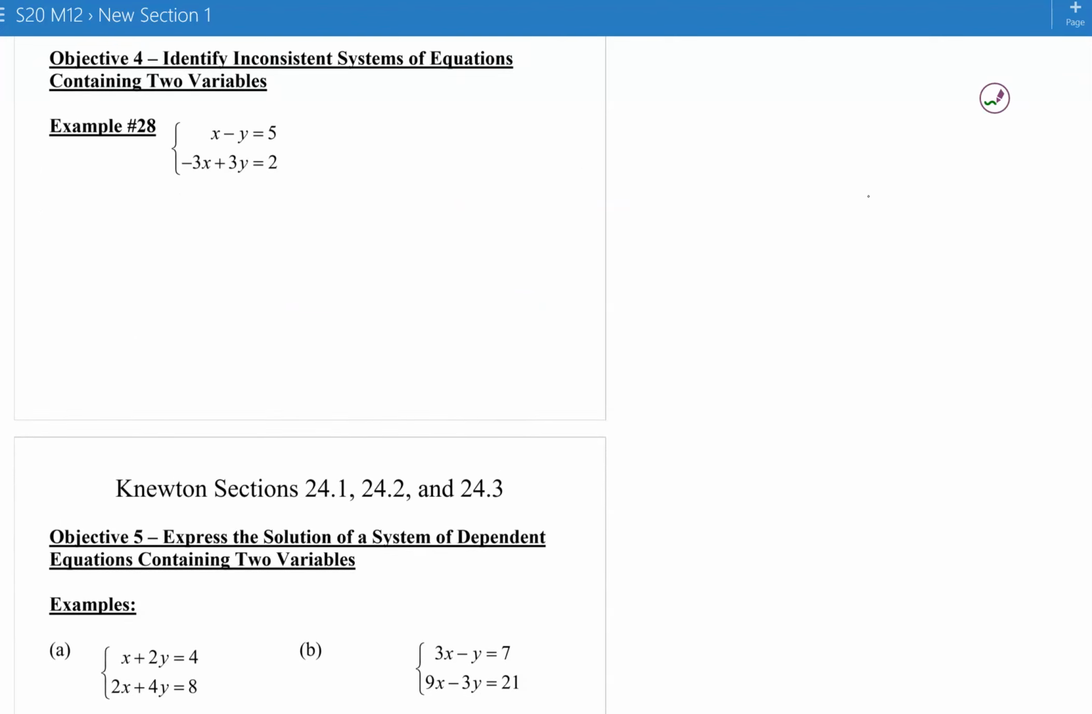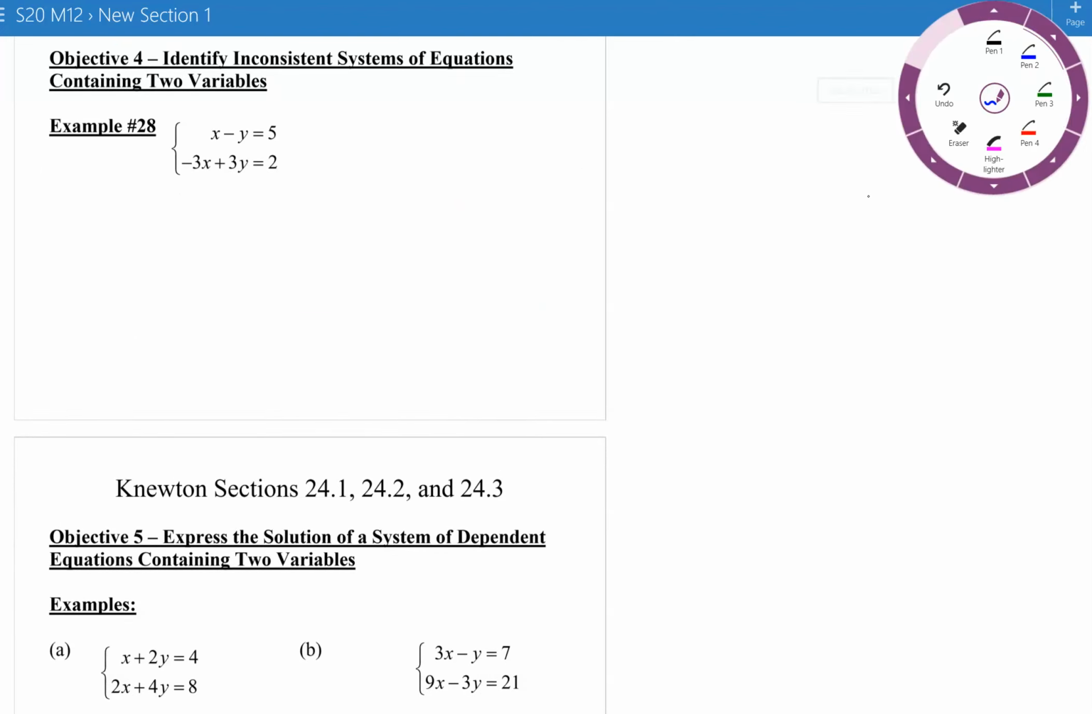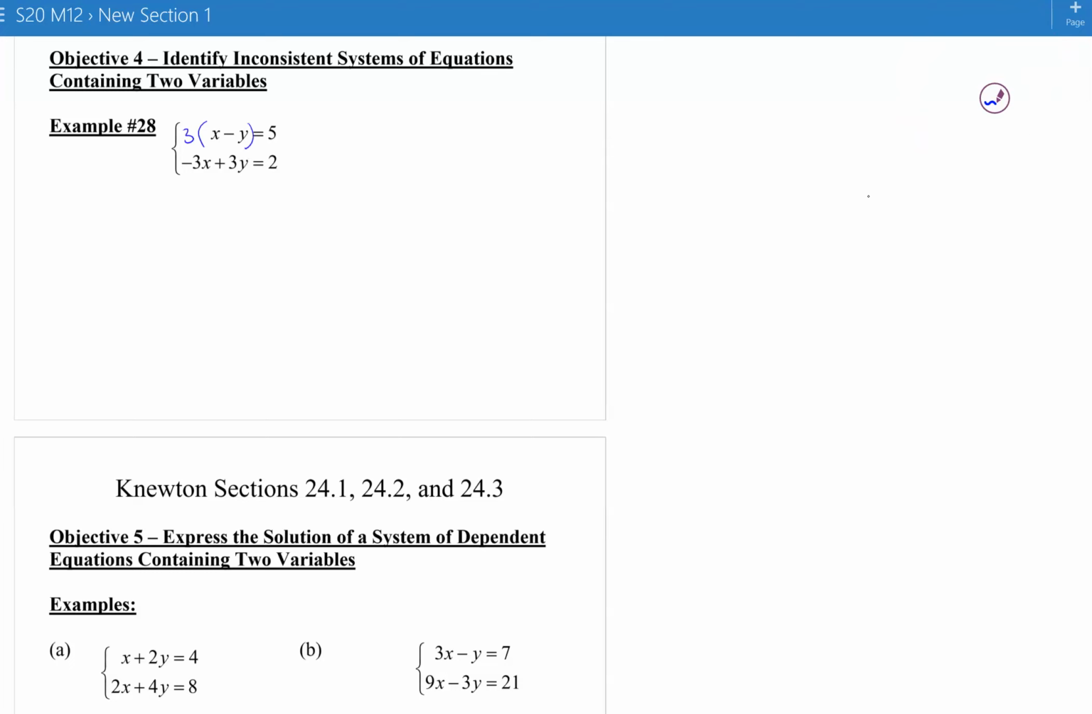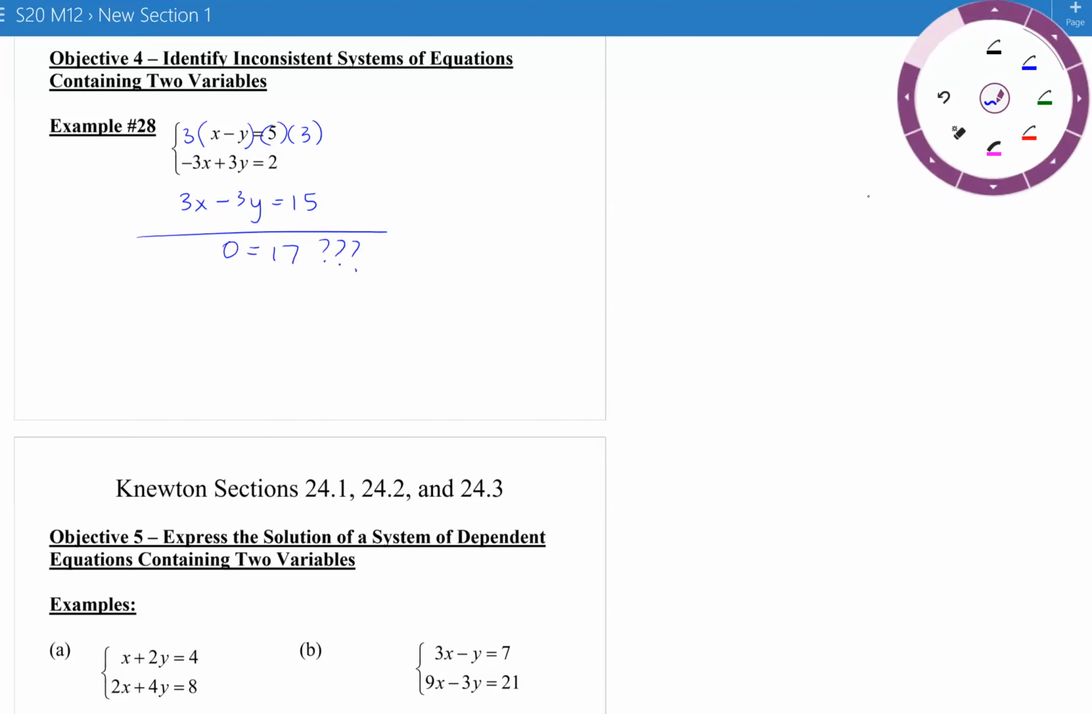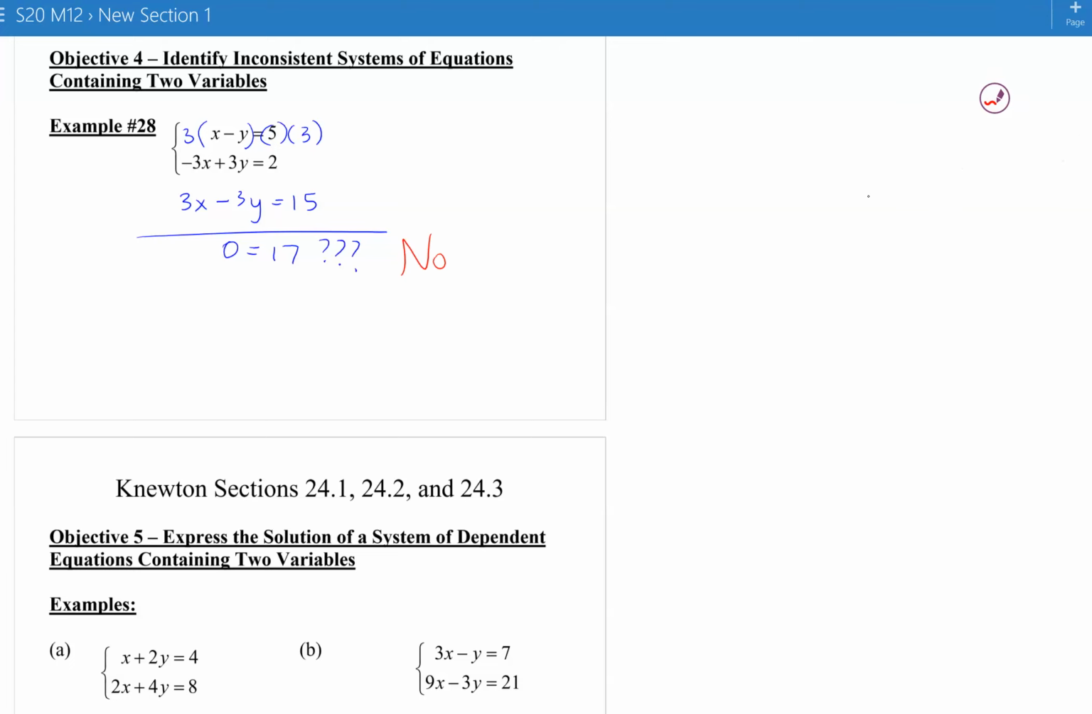Okay, so let's see what happens if we try and solve this system of equations using the addition method. So let me multiply both sides of the first equation by 3. So I'll have 3x minus 3y equals 15. Then I'm going to add that to the second equation, and I'm going to get 0 equals 17. What? So if you get something ridiculous that makes no sense, then there's no solution, and we have an inconsistent system.